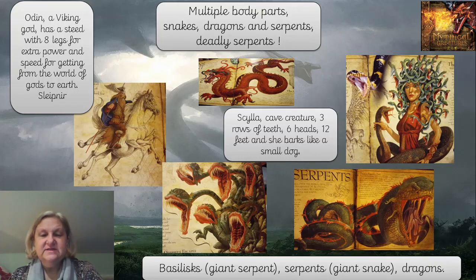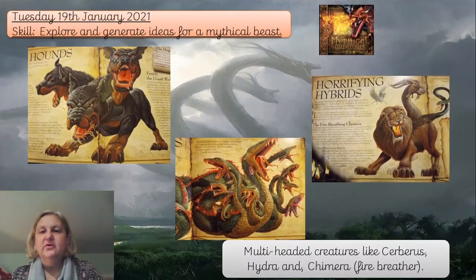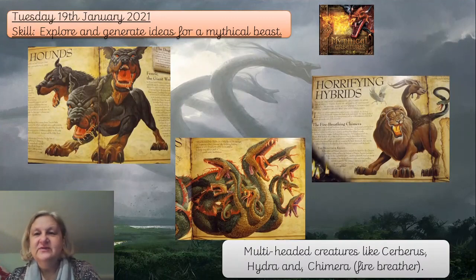A basilisk is a giant serpent, and a serpent is a giant snake. You can see this one here looks really grim. He's got like a 3-pronged tongue as well. So again we come to that multiple body parts as well. So if you think one set of claws is quite scary, put on 4. And you'll really have it scary. So we've got these, again, extra body parts here.